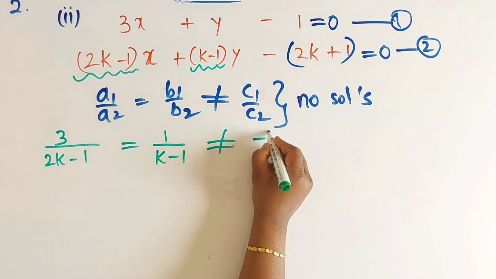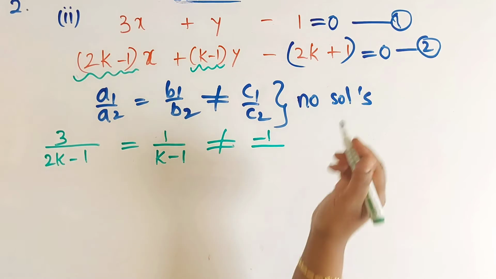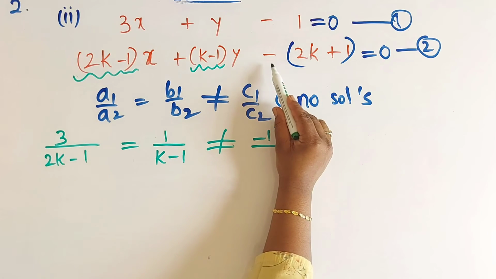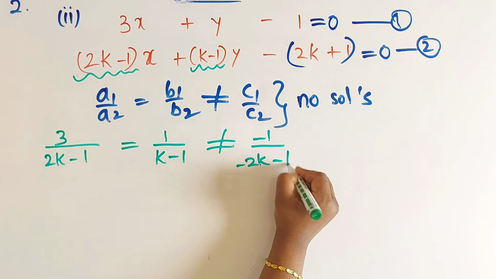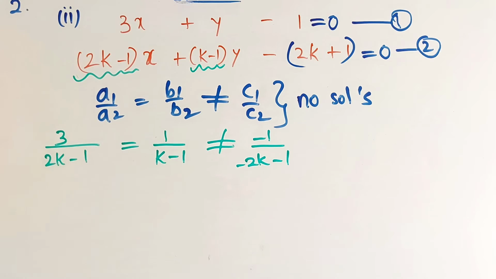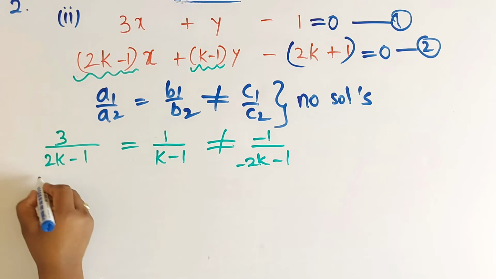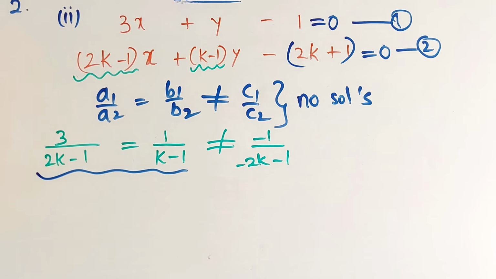c1 is minus 1 divided by minus of 2k plus 1. Let's multiply with minus directly: minus 2k minus 1. Correct, children? So these are the ratios. Now we have to find out the value of k. So here I am taking this 2 to find out the k value, children.